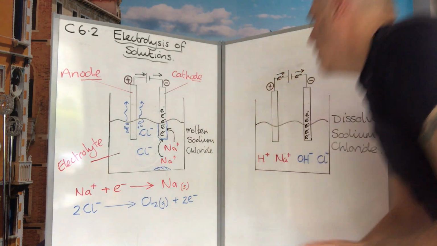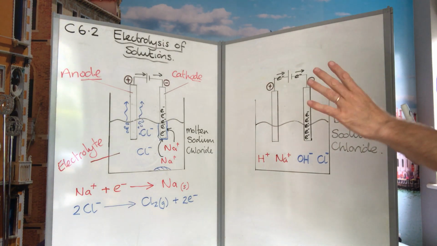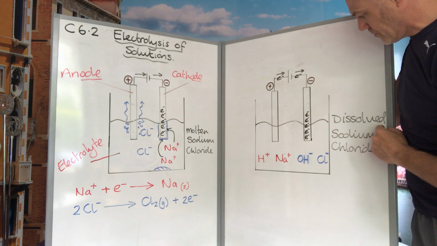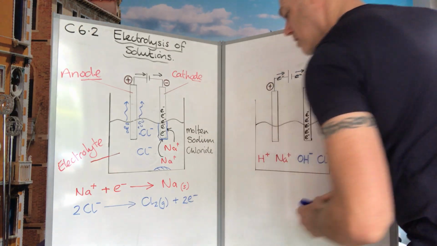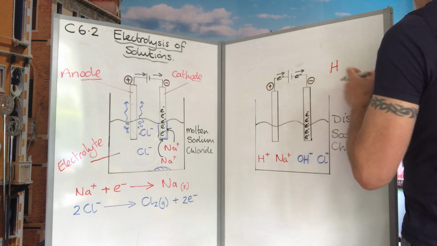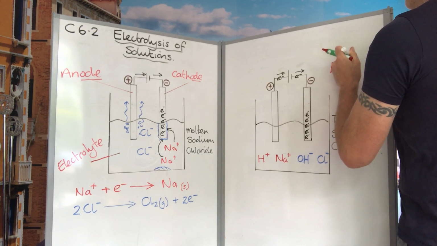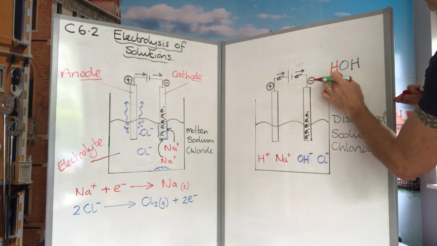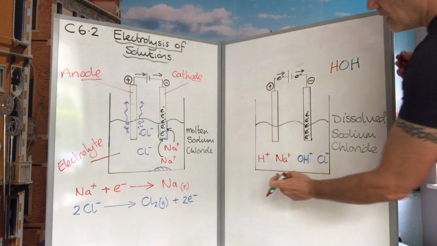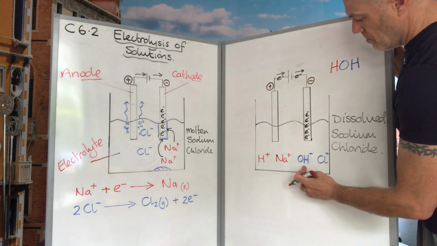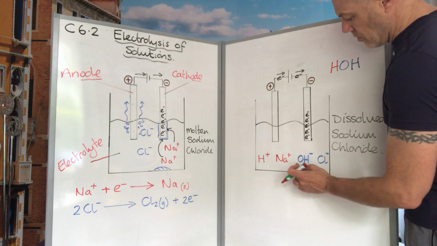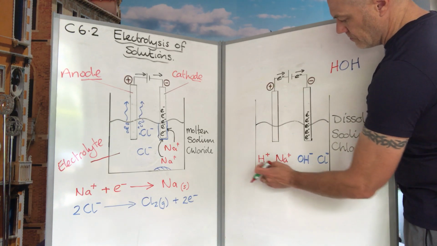Okay. Now let's consider what happens if instead of melting our sodium chloride, we dissolve it in water. So when we dissolve it in water, remember, water has the formula H2O. I'm going to write it like this. So 2 hydrogens, 1 oxygen. And this splits into ions. So I've written them here, H plus ion and an OH minus ion. So when we dissolve sodium chloride in water, there are now 4 ions, 2 negative and 2 positive.